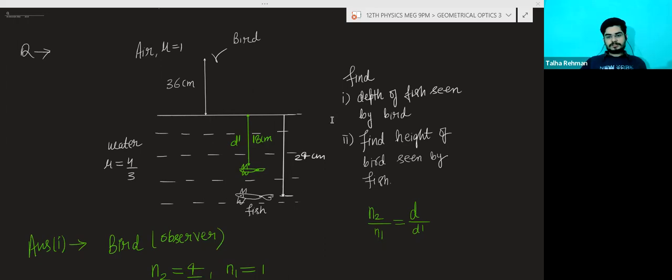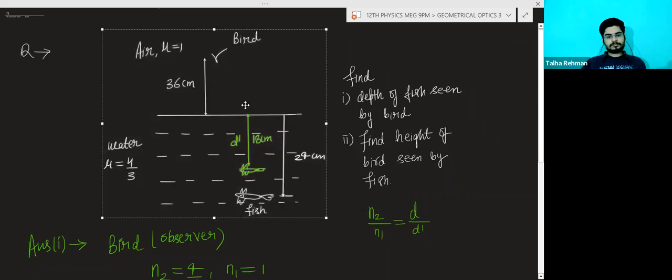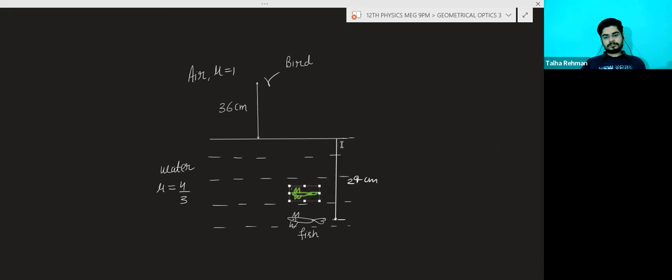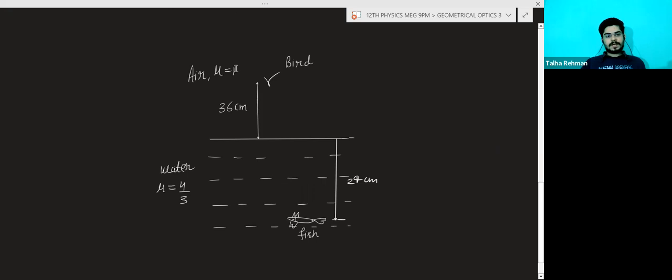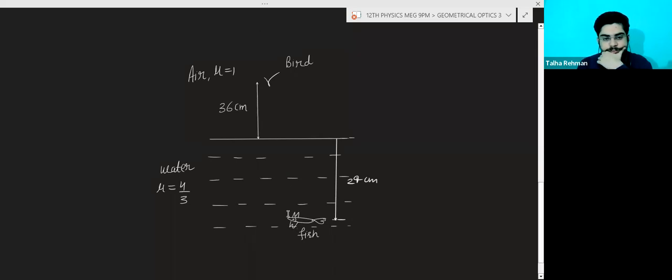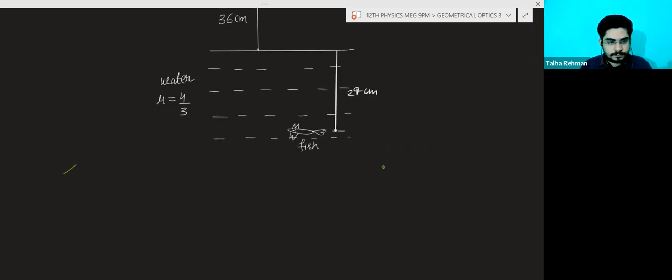Okay, so this question we have to solve now. This is the actual position of the bird, and this is the actual position of the fish. Now they are asking, what is the height of the bird seen by the fish? Now who is the observer? Fish is the observer.